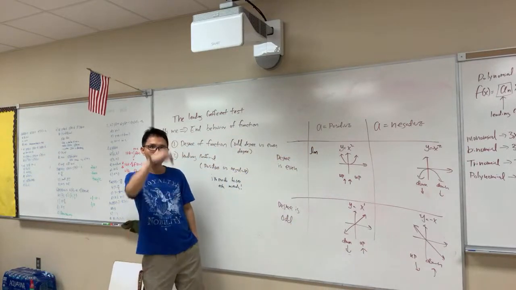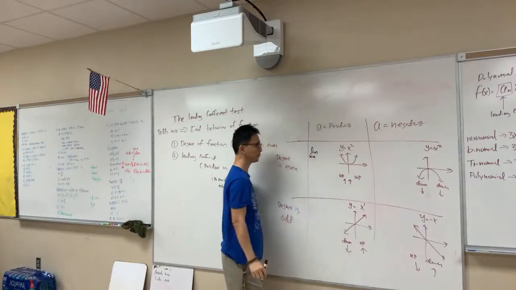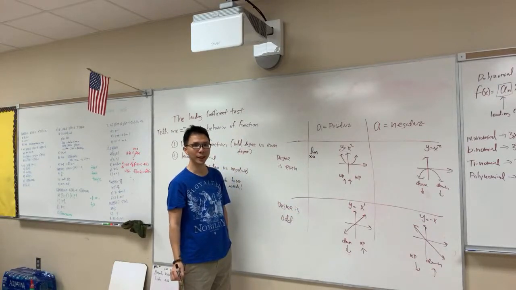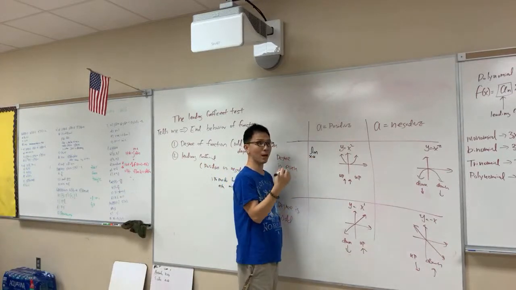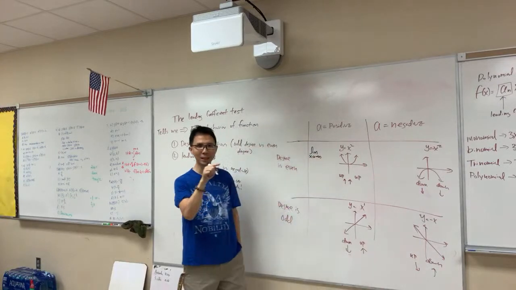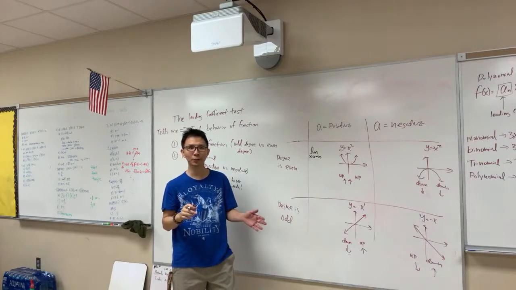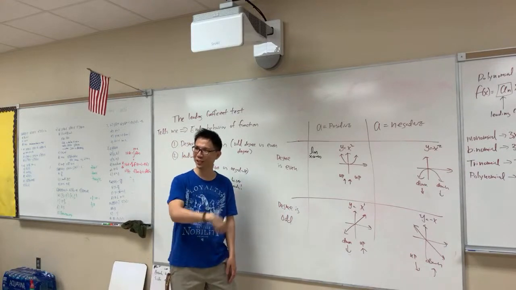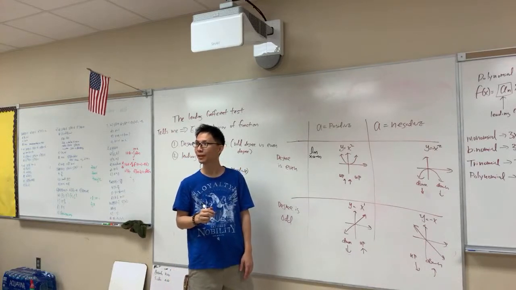L-I-M. On the bottom of L-I-M, there is an x approaching. Okay? Now, a lot of you guys have never seen this sign. It's called the infinity sign. But this is not only infinity, it's actually negative infinity. Infinity is like a sideways 8.